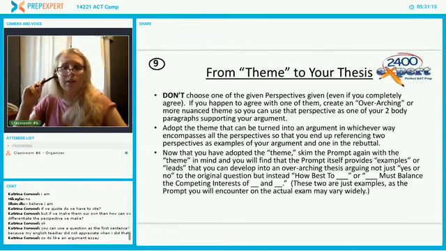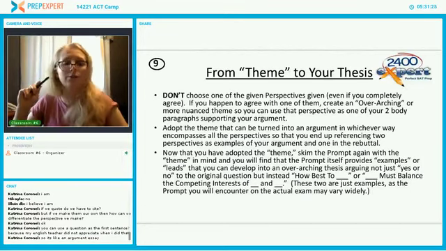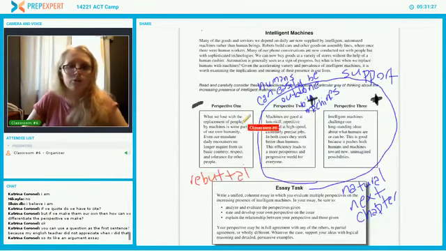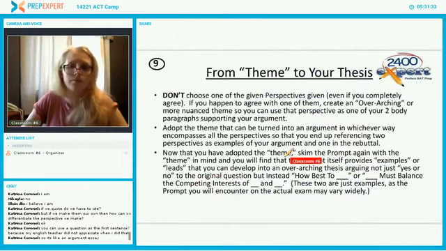Now that you've adopted the theme, skim the prompt again with the theme in mind, and you'll find that the prompt itself provides examples or leads that you can develop in an overarching thesis. All right, so you might have to read through these a couple times and really think, what are the threads that tie these perspectives together?